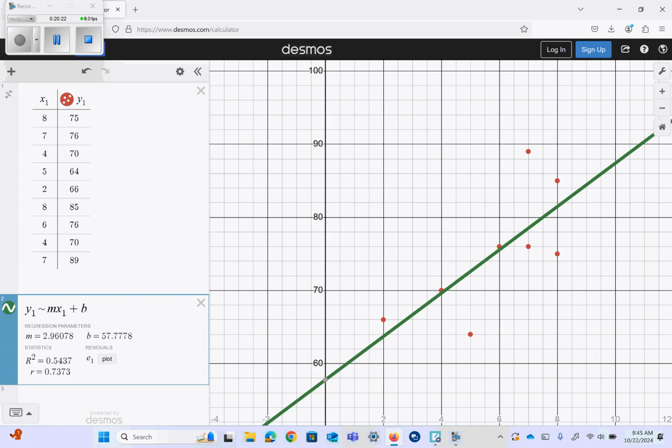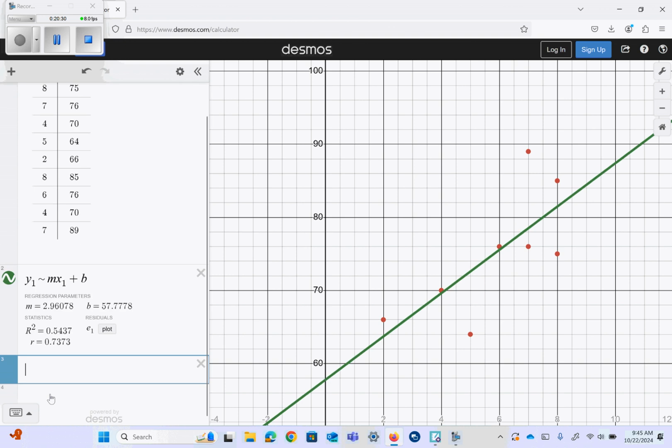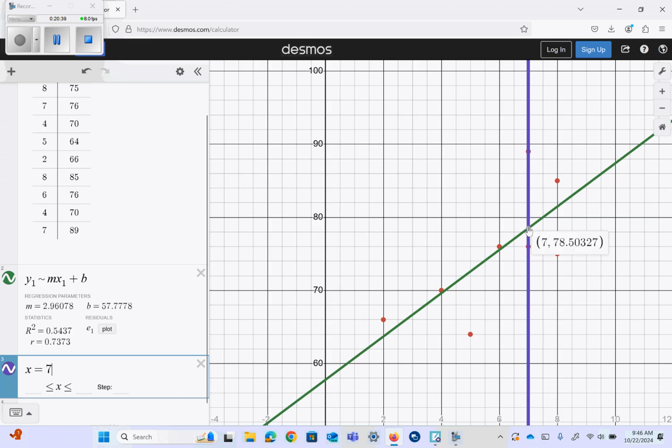But because I have a data point that's at 7, 89, what I can do is go ahead and create myself another line. So I'm going to go x equals, and because my data had 7, 89, I'm going to go x equals 7. So I get that. So this is going to give me that. And I know that this point up here is 7, 89.